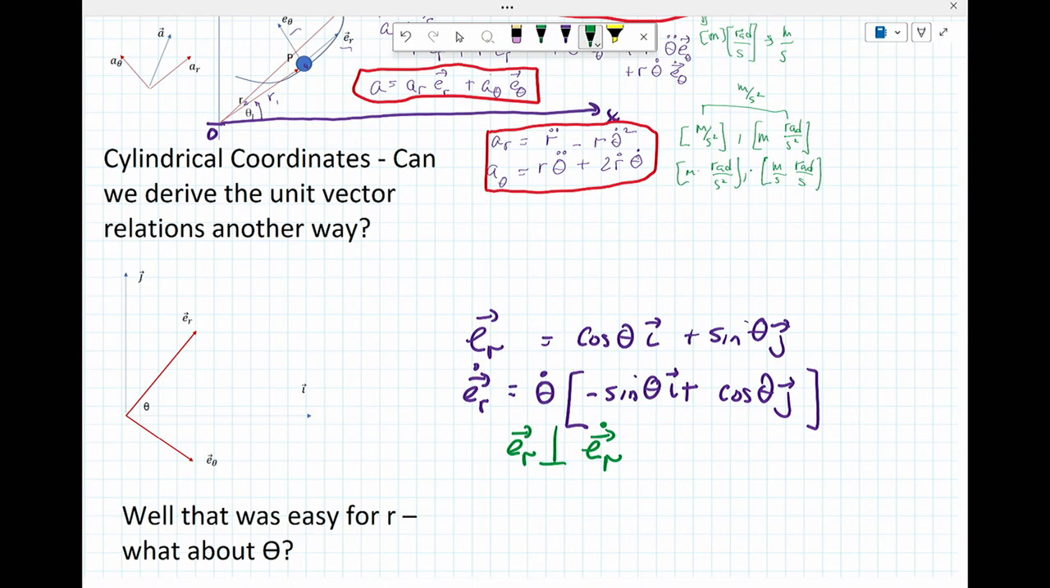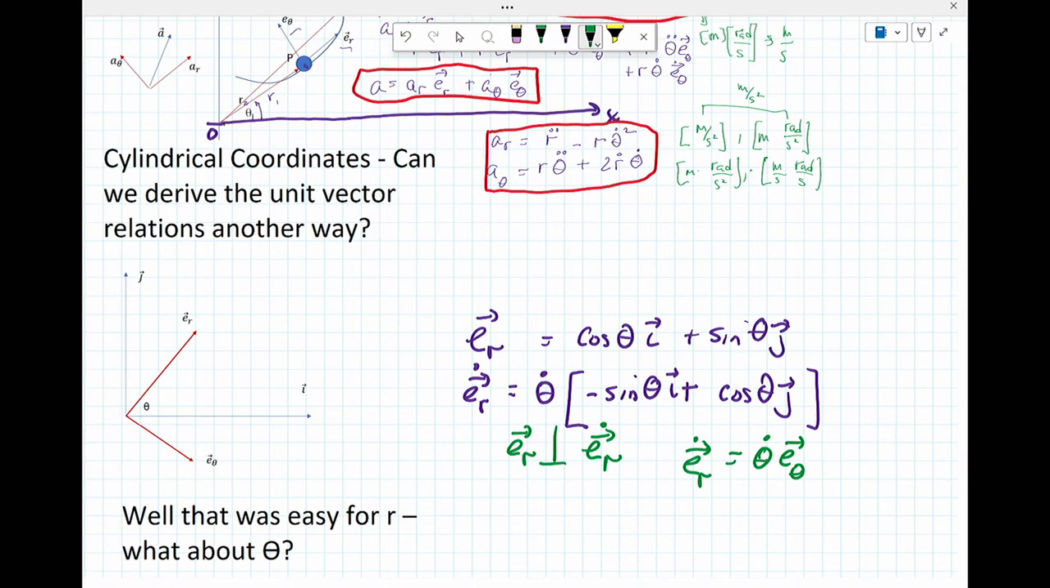And again, this is kind of important. You don't have to rederive these relationships. You just have to know what they are, and this helps you understand where they're coming from. But it ends up that E r dot is equal to theta dot E sub theta. And that's where I'm getting my terms for my velocity.